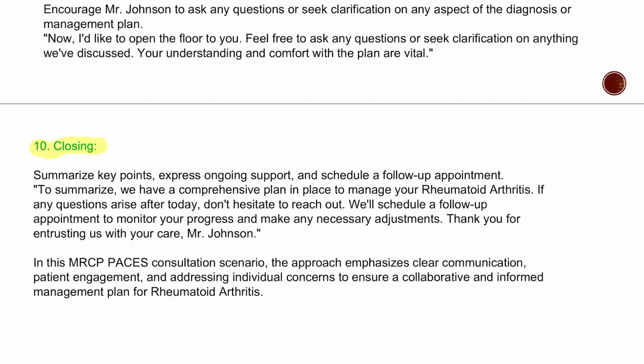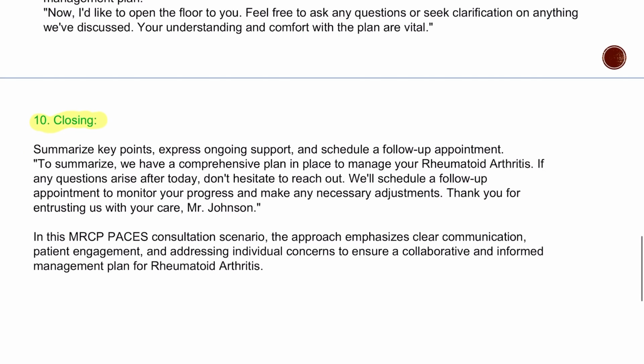So you can say, to summarize, we have a comprehensive plan in place to manage your rheumatoid arthritis. If any question arises after today, don't hesitate to reach out. We will schedule a follow-up appointment to monitor your progress and make any necessary adjustments. Thank you for entrusting us with your care, Mr. Johnson. So here you are giving your follow-up appointment, and also encouraging the patient that if they want to clarify anything, they can always clarify it in the next appointment. You can also suggest the patient write down any questions, and they can bring them to the next follow-up appointment.